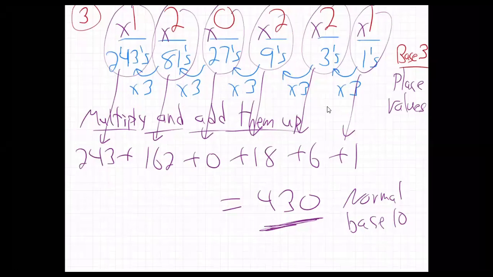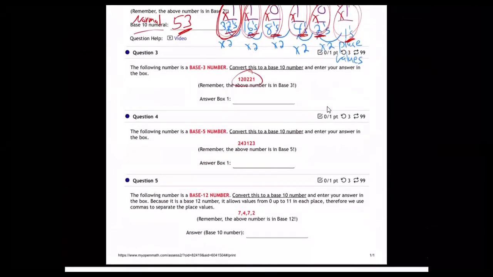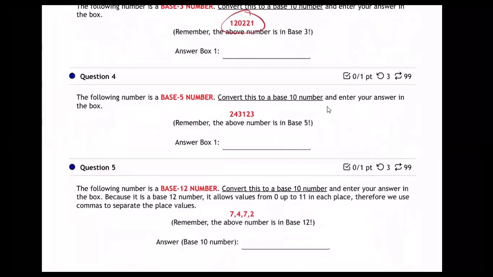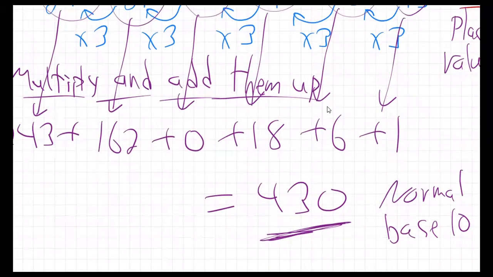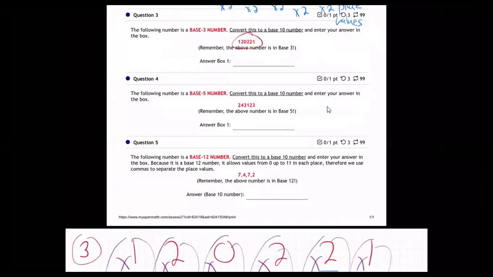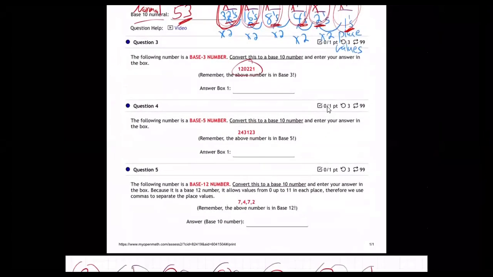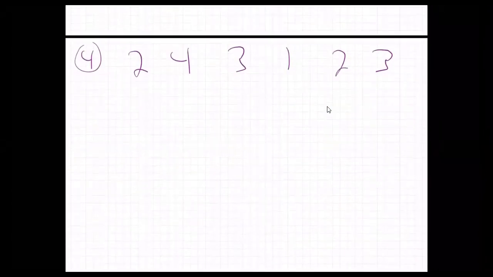Okay, so number 4 now. Let's go on. Question 4 is a base 5 number. Same kind of thing, it's just base 5. 2 4 3 1 2 3. So let me add a page here. 2 4 3 1 2 3, I think. Did I get that right? 2 4 3 1 2 3. Yep, that's my base 5 example.